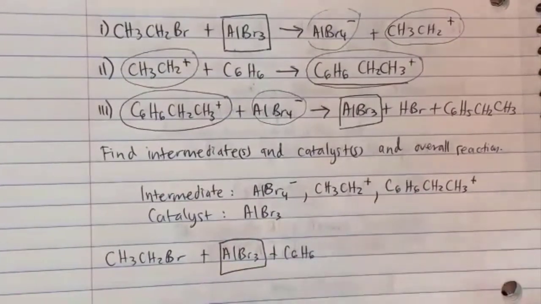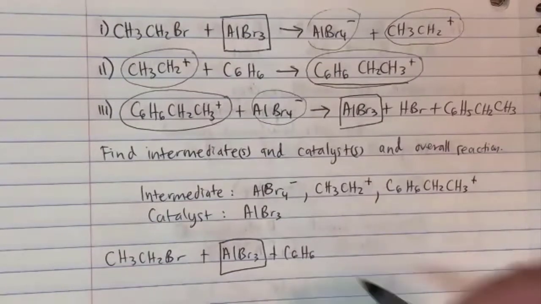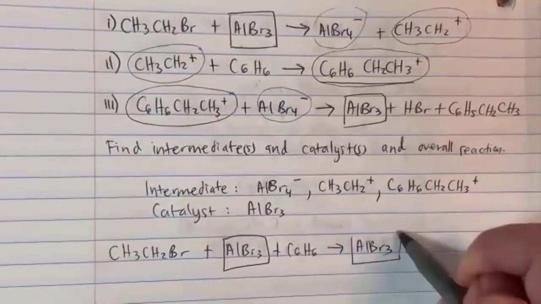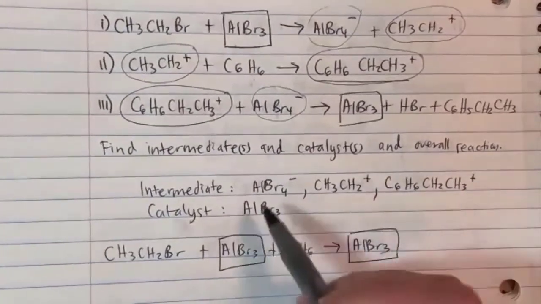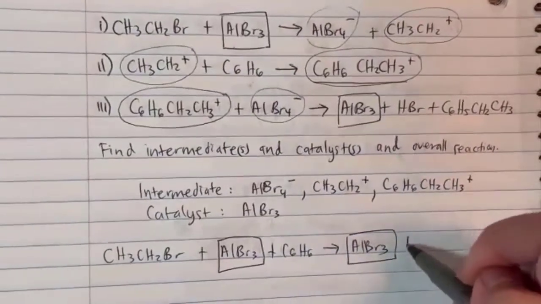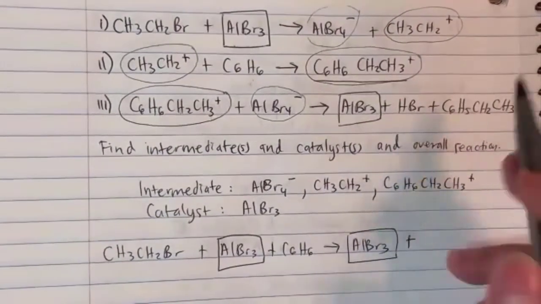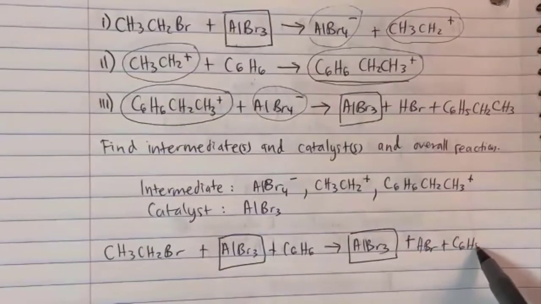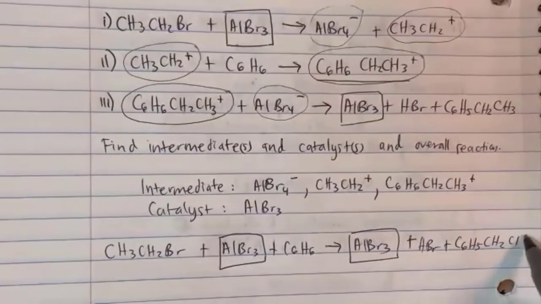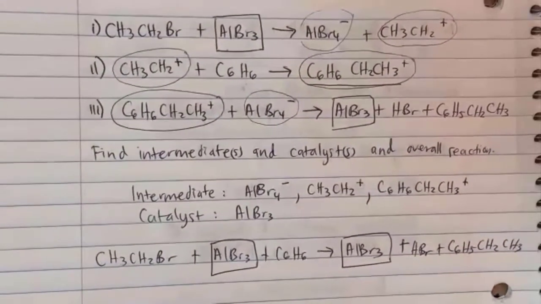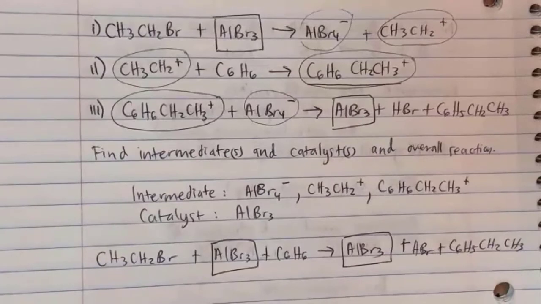I circled the intermediates, so I don't have to write them. And then you have AlBr3 made again. So you see how this was that, and that's why this is a catalyst. You technically don't even have to write it in there. Okay, and then plus HBr product, plus C6H5CH2CH3. Right? So hopefully we all are understanding how we can identify catalysts and intermediates.